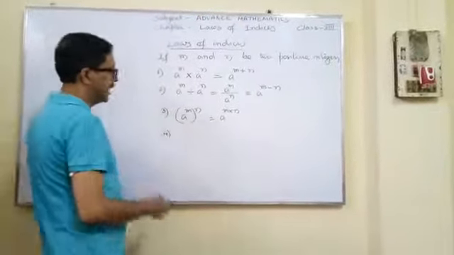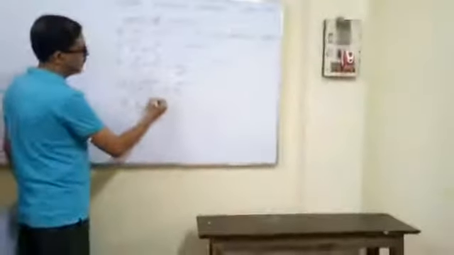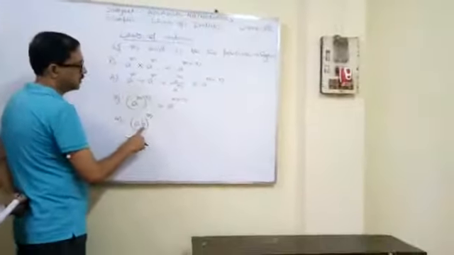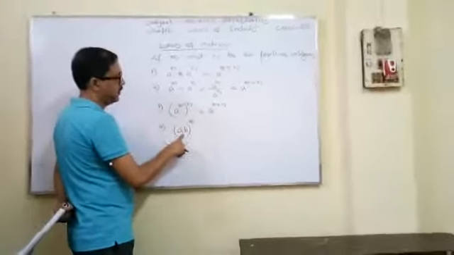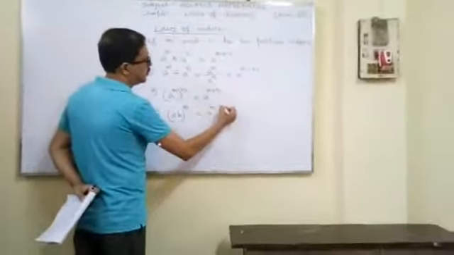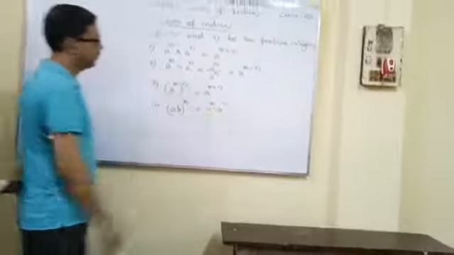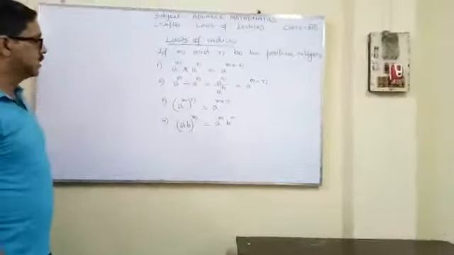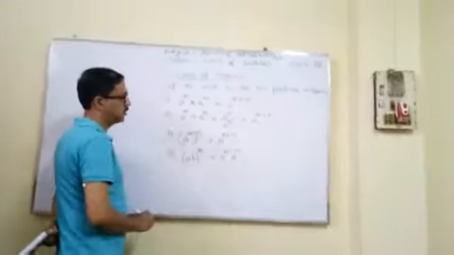The fourth law is this: suppose we write the multiplication of two numbers a and b, with the power m, ab to the power m. What does ab to the power m mean? This base ab is multiplied m times, a continued product of ab to m factors. Then we can say it is a to the power m into b to the power m. So a into b whole to the power m is equal to a to the power m into b to the power m. This is the fourth law of indices.